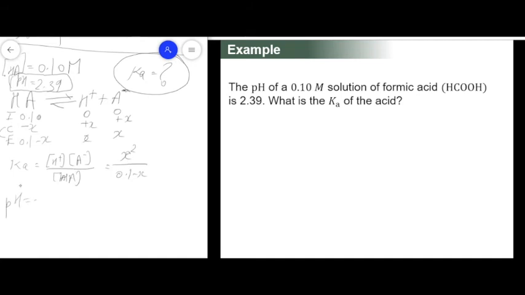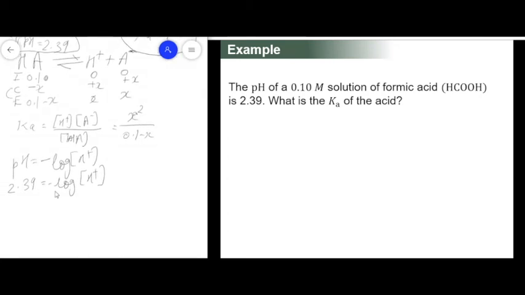So pH equals negative log of H+. In this case, 2.39 is negative log of proton concentration. I want to get rid of the negative sign, so I'm multiplying both the sides by negative. That would give me negative 2.39 equals log of proton, and raising both the sides to the power of 10 would give me proton as 10 raised to power minus 2.39, which comes out to 4.1 times 10 raised to power minus 3 molar.